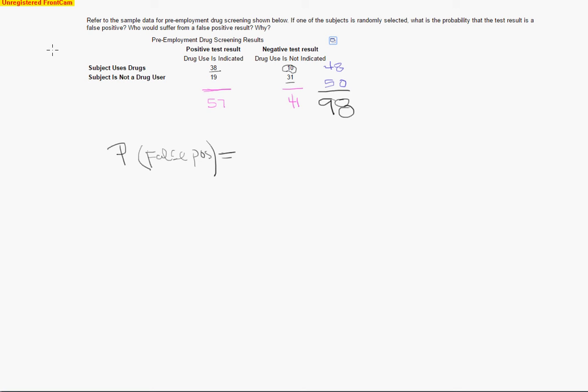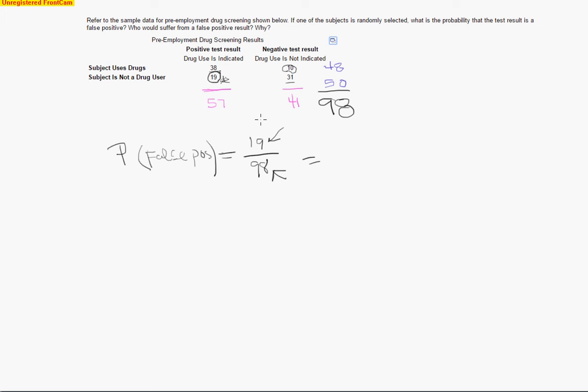And then finally over here, these are the subjects who do not use drugs, but for some reason the test was positive. Who knows why? Maybe they took a legal substance, some cold medicine or something, and it caused the test to give a false positive. Nothing is ever 100%. So these are the numbers that we're actually looking for. These are the people that tested positive even though they are not drug users. So total ways you can get the outcome over total possible outcomes, which in this case is 98.